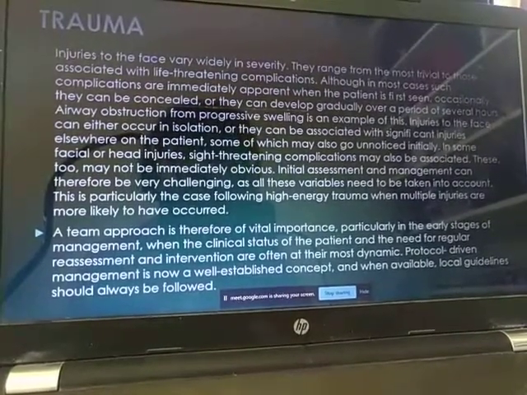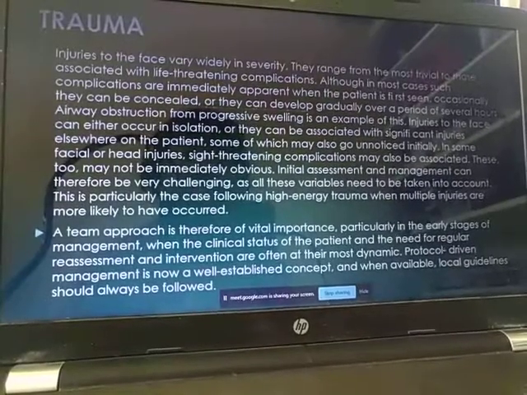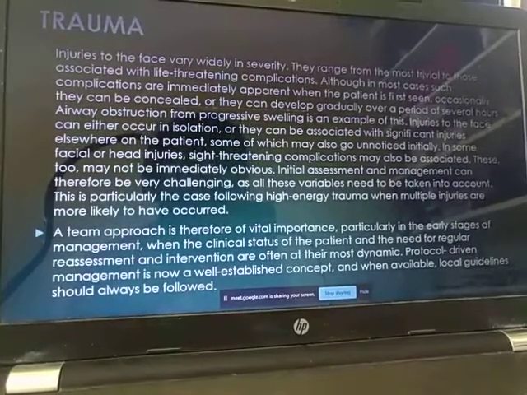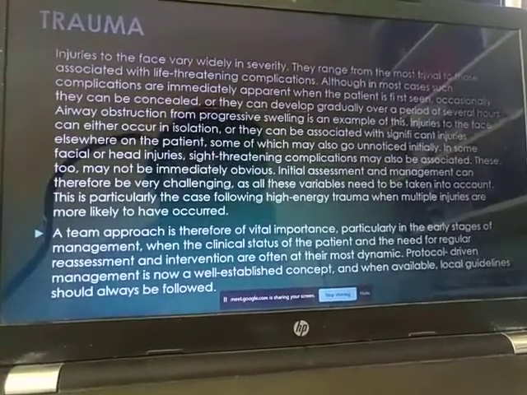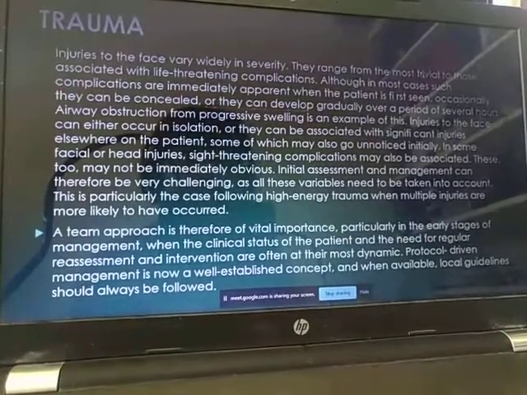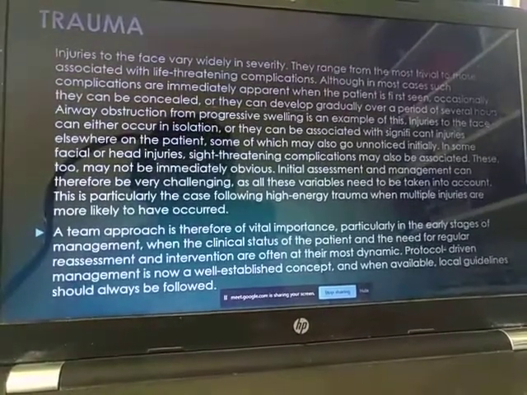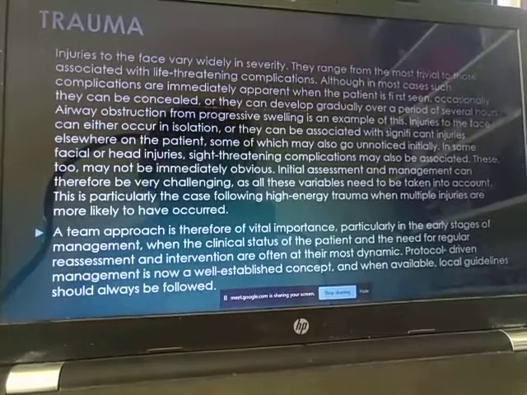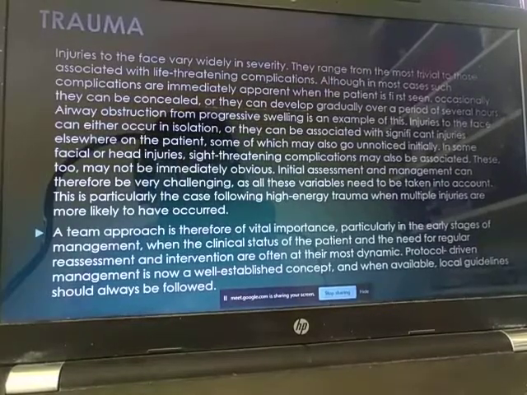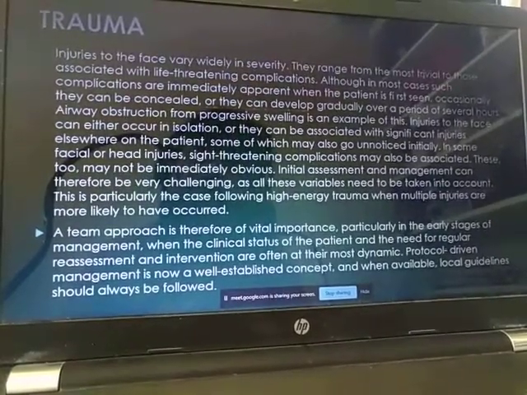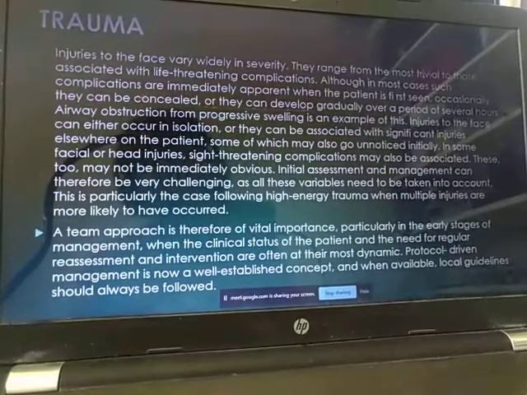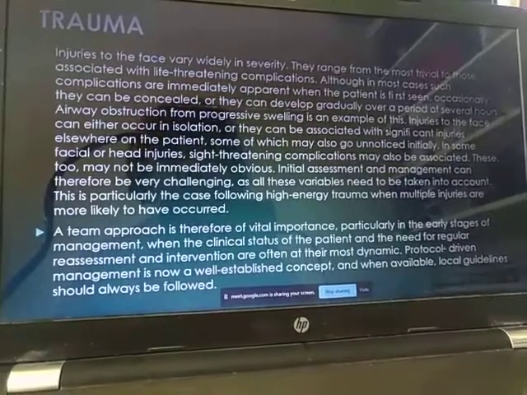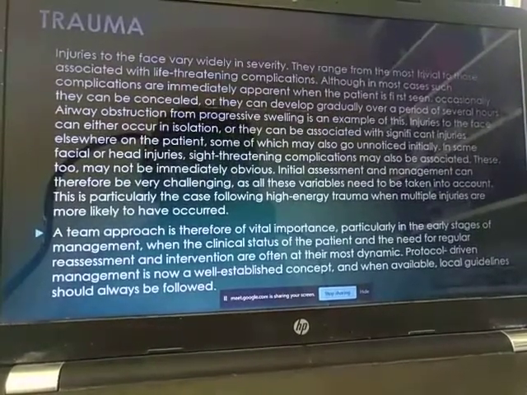The injuries to the face can either occur in isolation or they can also be associated with various significant injuries elsewhere on any part of the torso of the patient, some of which can go unnoticed initially, and there are certain methods to check for them as well. In some facial or head injuries, sight-threatening complications may also be associated. These too may not be immediately obvious all the time. This can gradually progress into a visual threatening injury, also known as developing injuries.